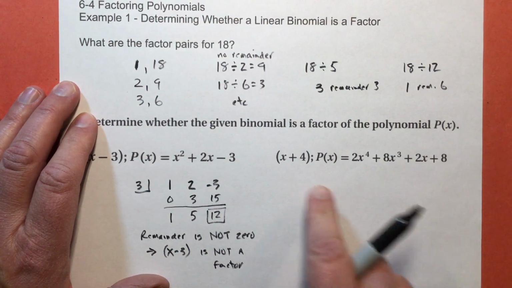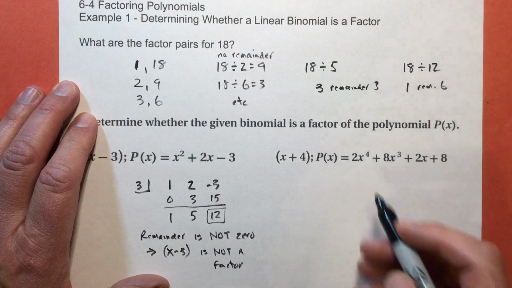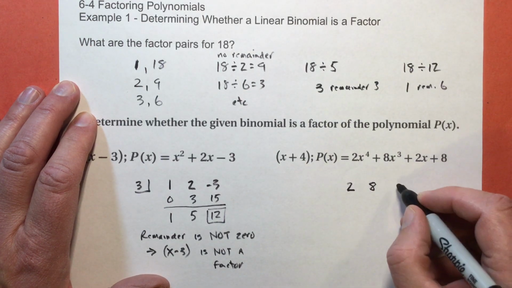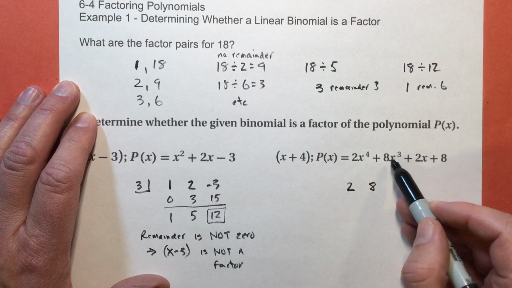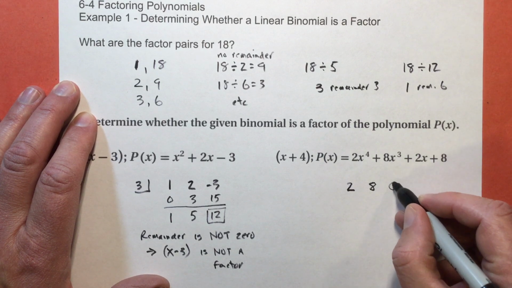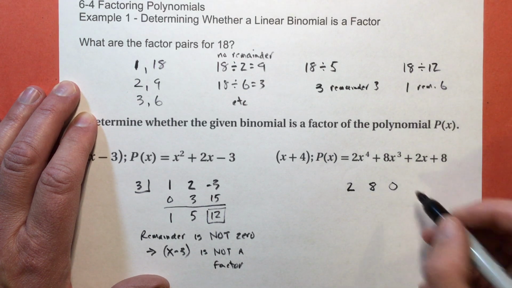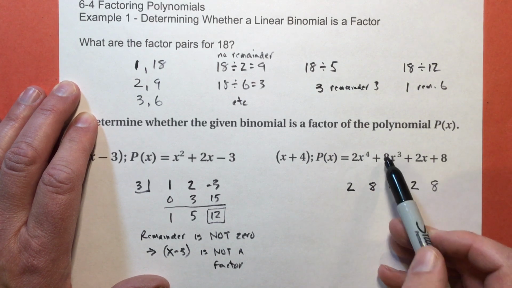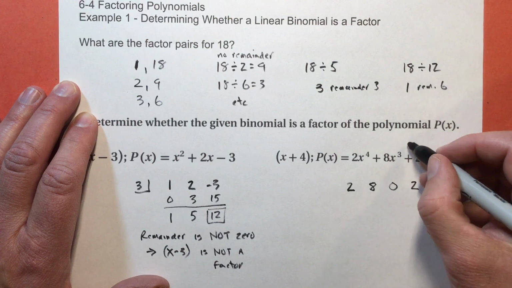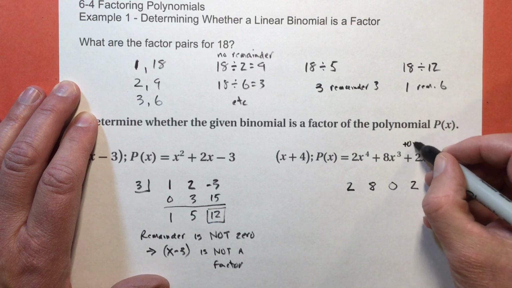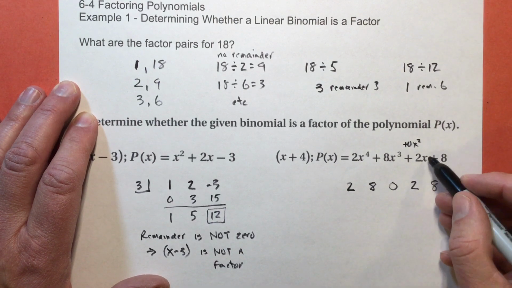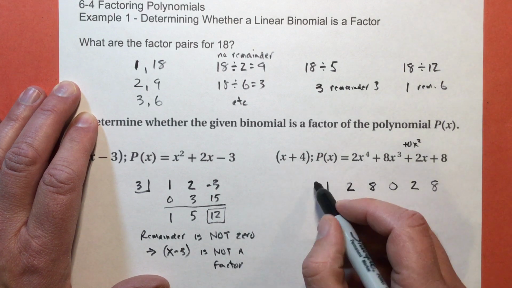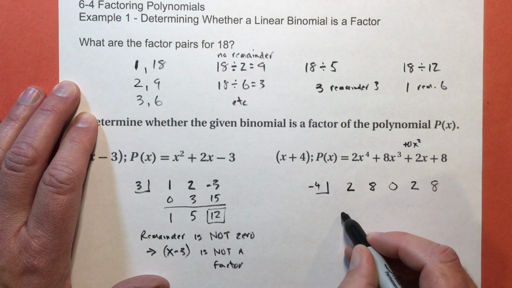Now let's try this one. Is x plus 4 a factor of this one? So I'm going to try synthetic division again. 2, 8. Notice that I do not have an x squared, so I have to put a 0 in here for the missing term. So that 2, that 8, I do not have 0x squared, so I can do plus 0x squared for the missing term. And then 2x and 8. I have x plus 4, so I'm going to put a -4 right here.